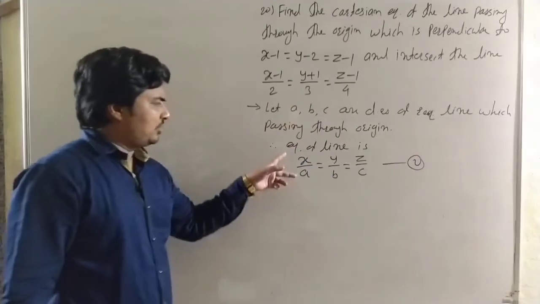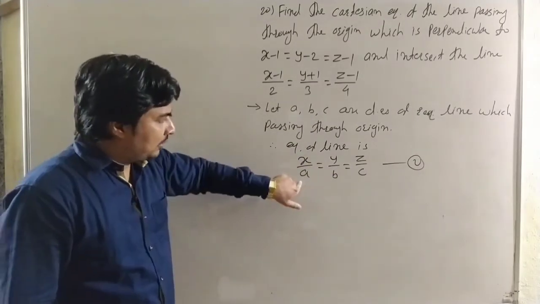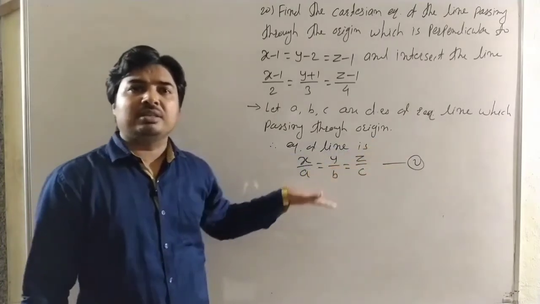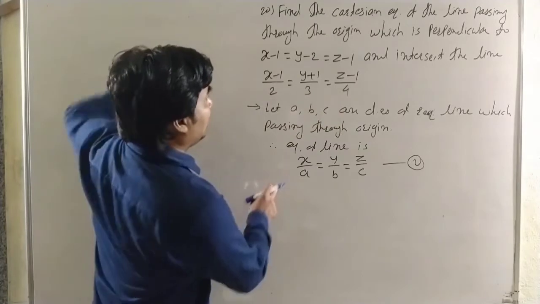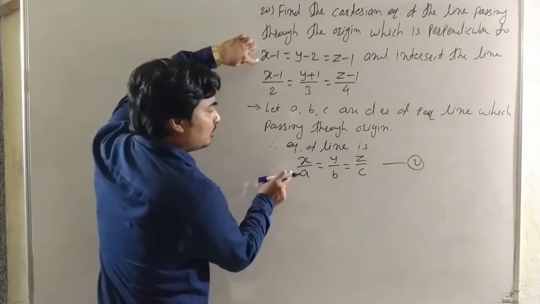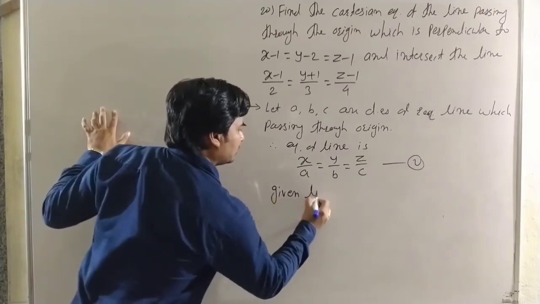Now we want to find this required equation. Therefore we want to find the values of a, b and c. a, b, c are the direction ratios of the required line, and it is given that this line is perpendicular to the given line.